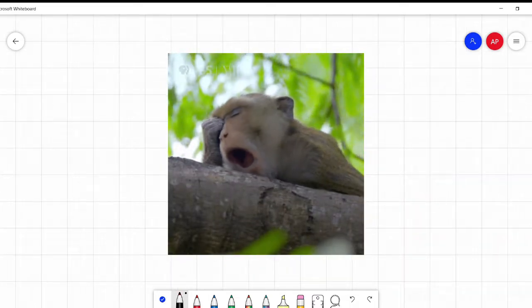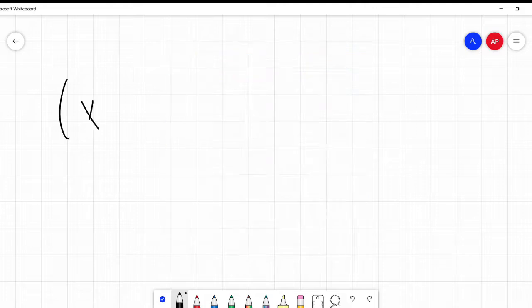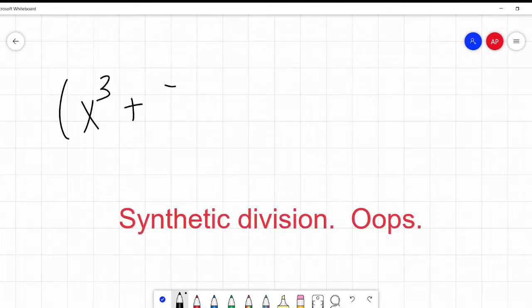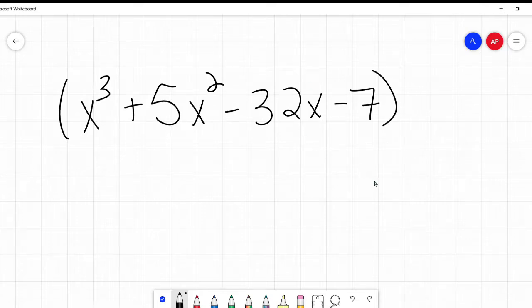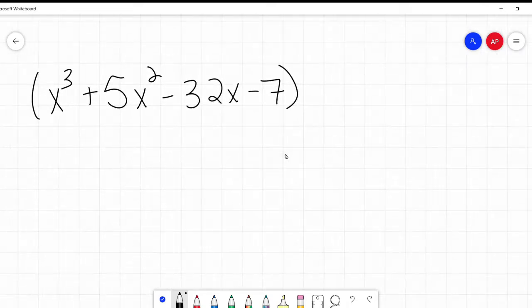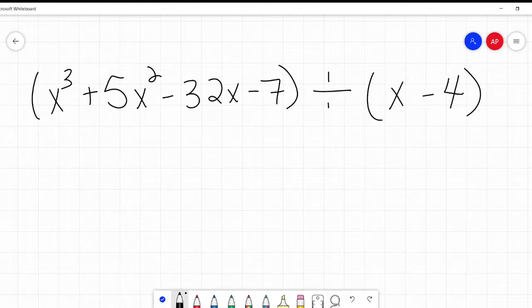Yeah, that took a minute. Let's do it using long division and you'll see the difference. So we started with x cubed plus 5x squared minus 32x minus 7, and that was divided by x minus 4.